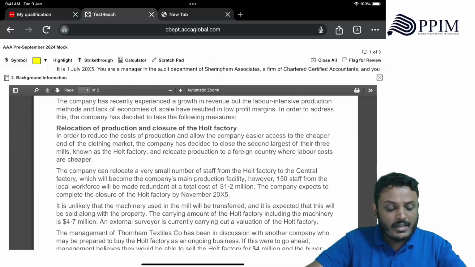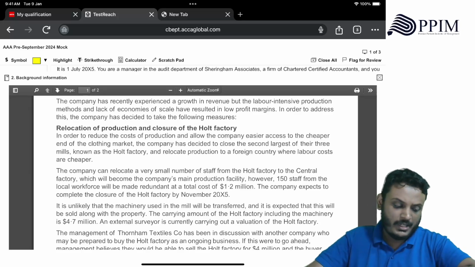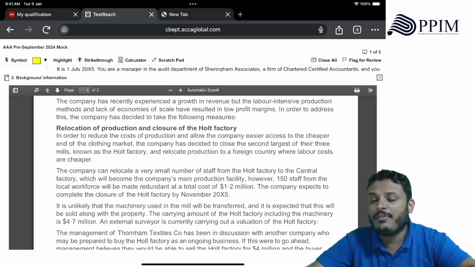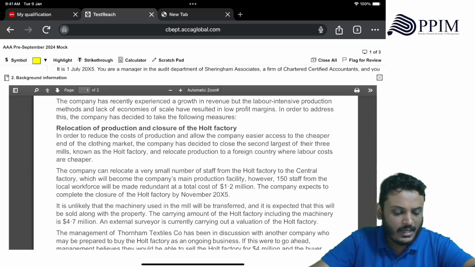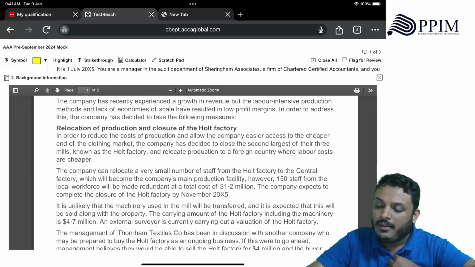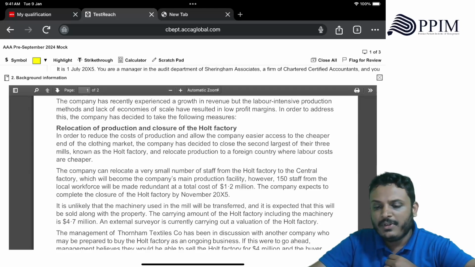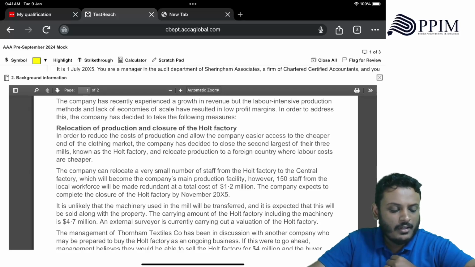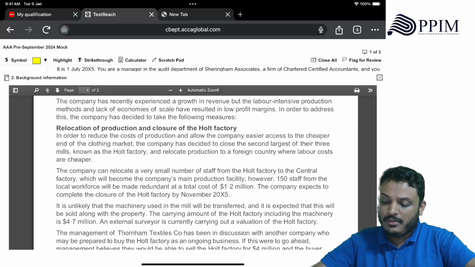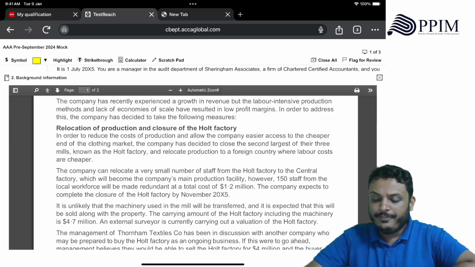That is, redundancy provision is required. That is one. Risk of material misstatement, IAS 37 provision, contingent asset and contingent liability, right? So present obligation arises from the past event, future economic benefit outflow is probable, cost is measurable, then you need to recognize a provision.